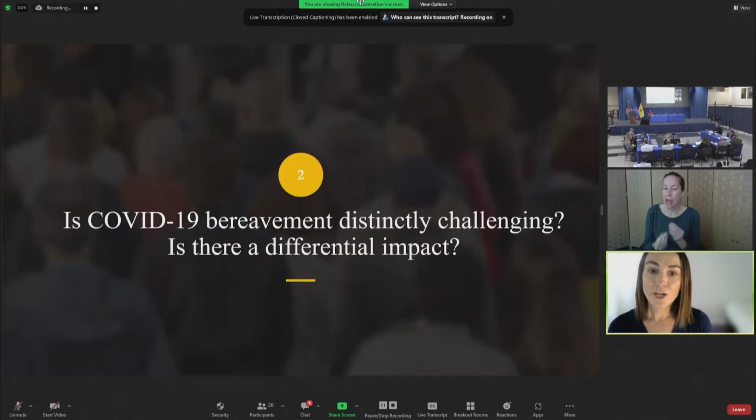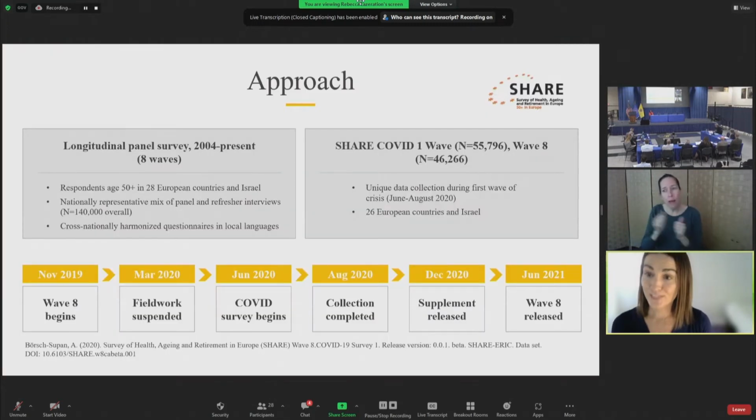Next slide. So we wanted to try to empirically estimate this, right? This has been kind of a narrative thrown around, but with no empirical proof. And so we ask, is COVID bereavement distinctly challenging for those who have endured it? Is there some sort of differential impact? Next slide. Of course, this is really difficult to do.